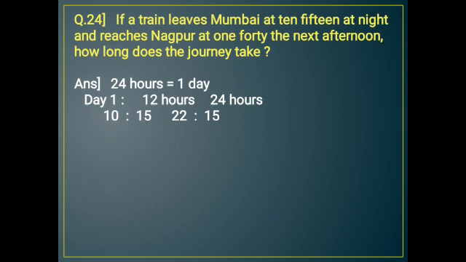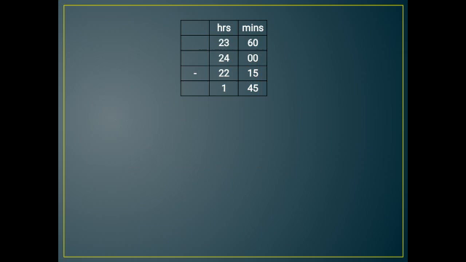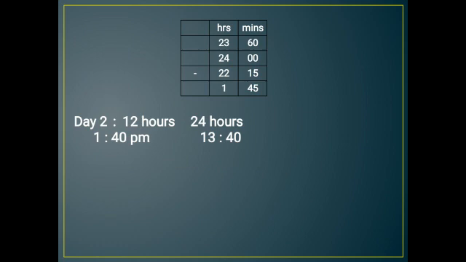In 12 hours time 10:15 is written like this, and in 24 hours it is 22:15. So day 1 has 24 hours 0 minutes. We know that in a day there are 24 hours. So the train starts at 22 hours 15 minutes. When we do the subtraction, we come to know that in day 1 the train travels for 1 hour 45 minutes. Then we'll find day 2, 1:40 p.m., that is 13:40.